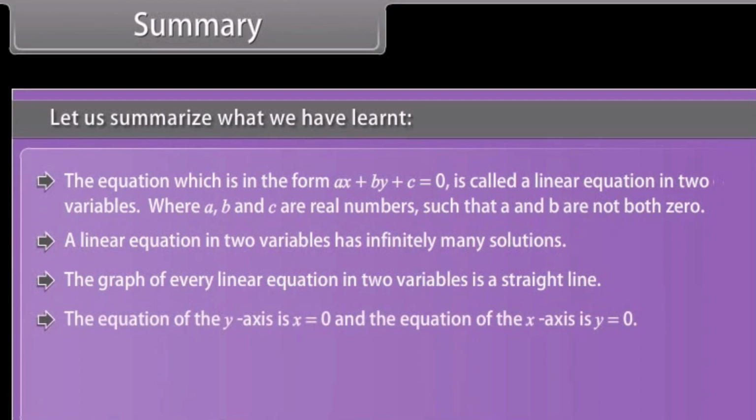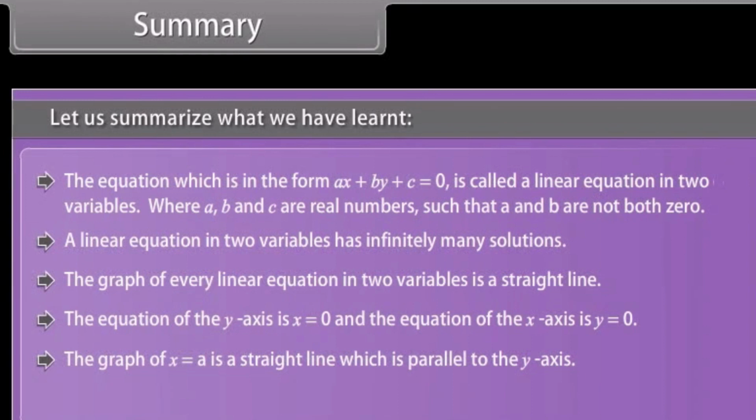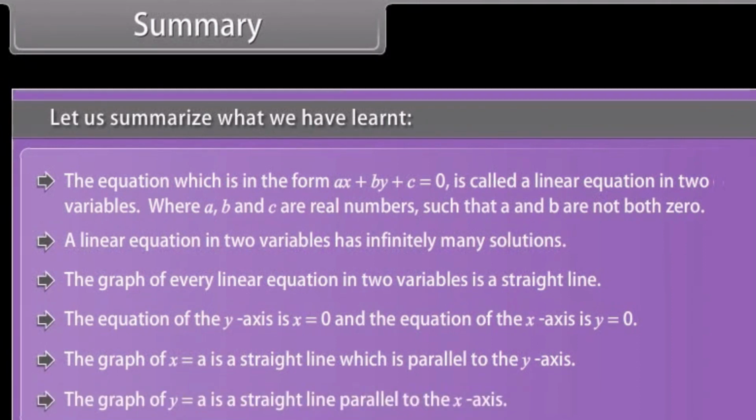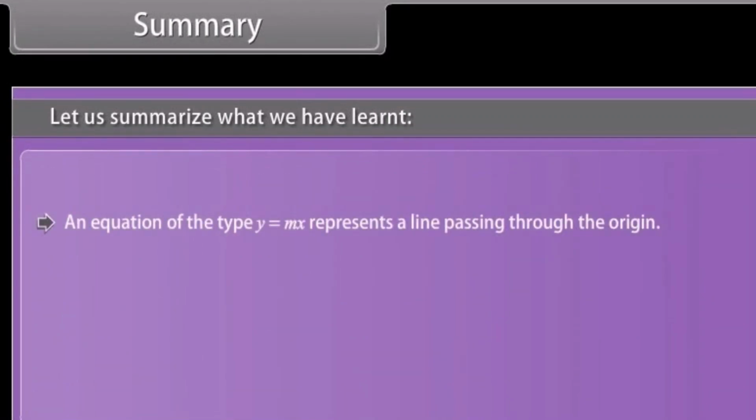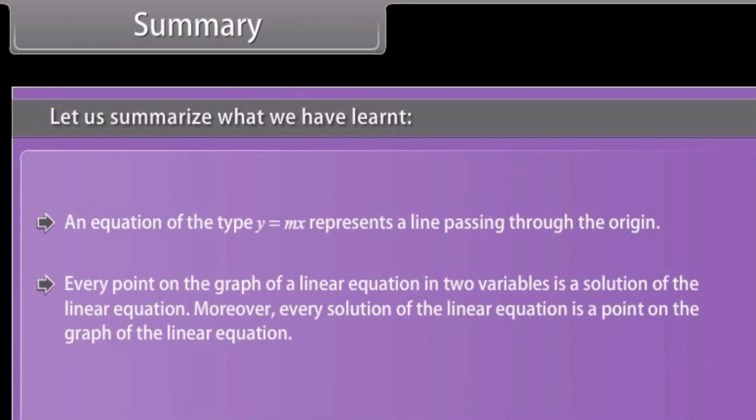The equation of the y-axis is x is equal to 0, and the equation of the x-axis is y is equal to 0. The graph of x is equal to a is a straight line which is parallel to the y-axis. The graph of y is equal to a is a straight line parallel to the x-axis. An equation of the type y is equal to mx represents a line passing through the origin. Every point on the graph of a linear equation in two variables is a solution of the linear equation.